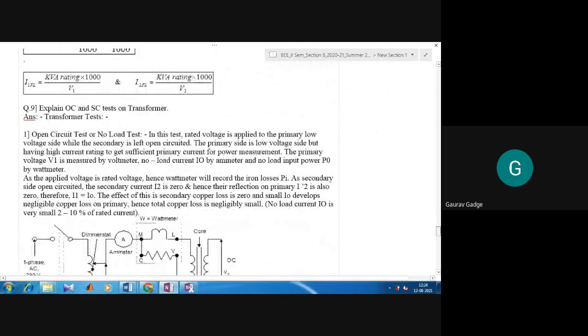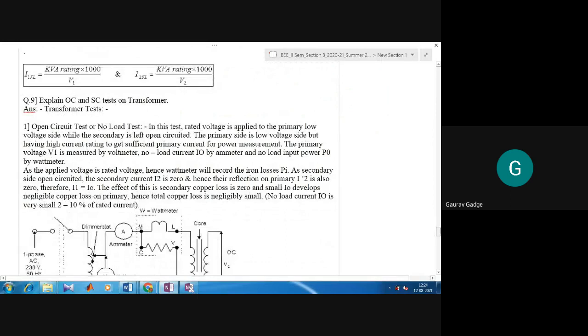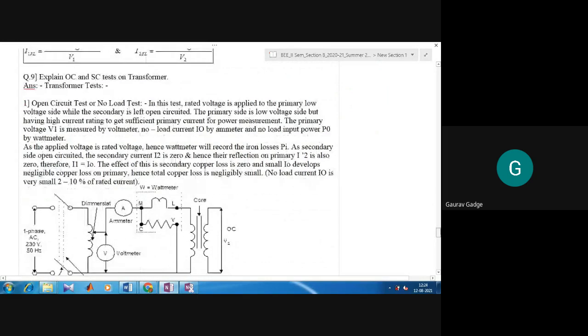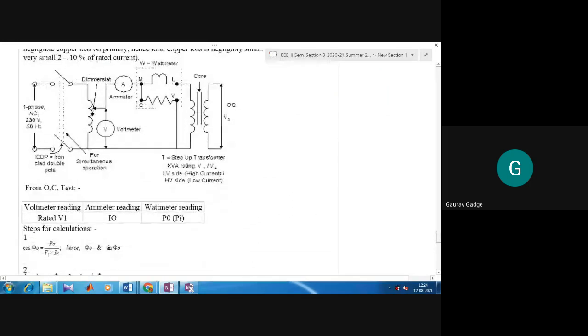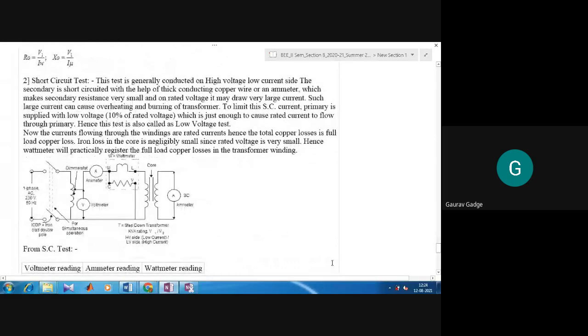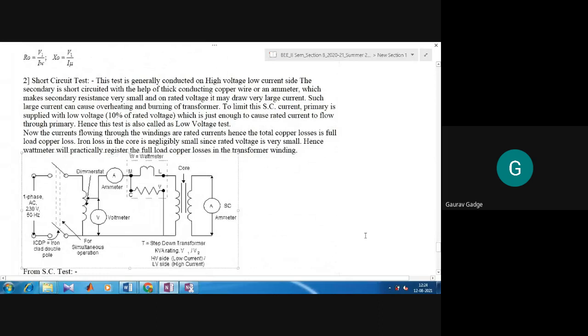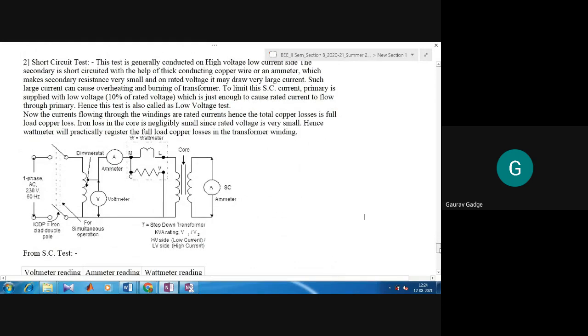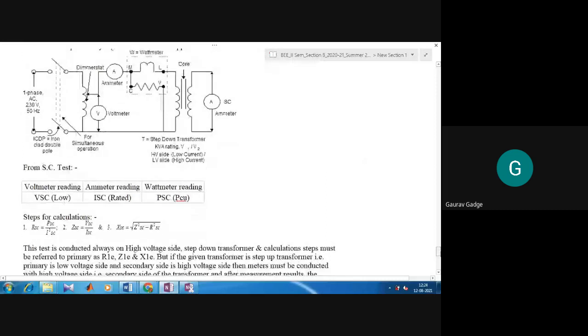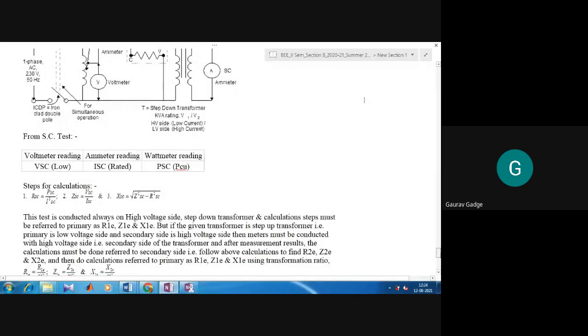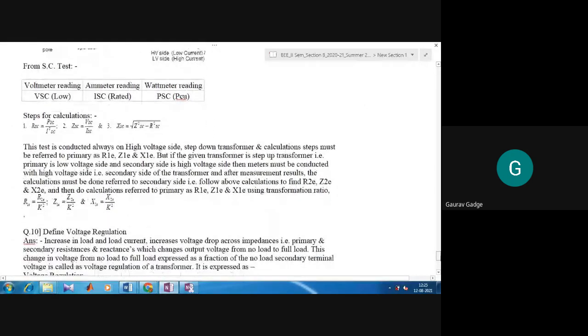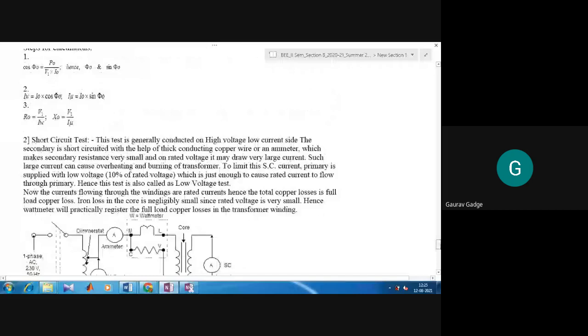Now explain the open circuit and short circuit tests on a transformer. Transformer tests are conducted: open circuit test or no load test. The open circuit test is conducted on the secondary side, as well as the short circuit test. Now the voltmeter reading and ammeter reading, VSC and ISC, the short circuit readings, and the equations and voltage regulation.